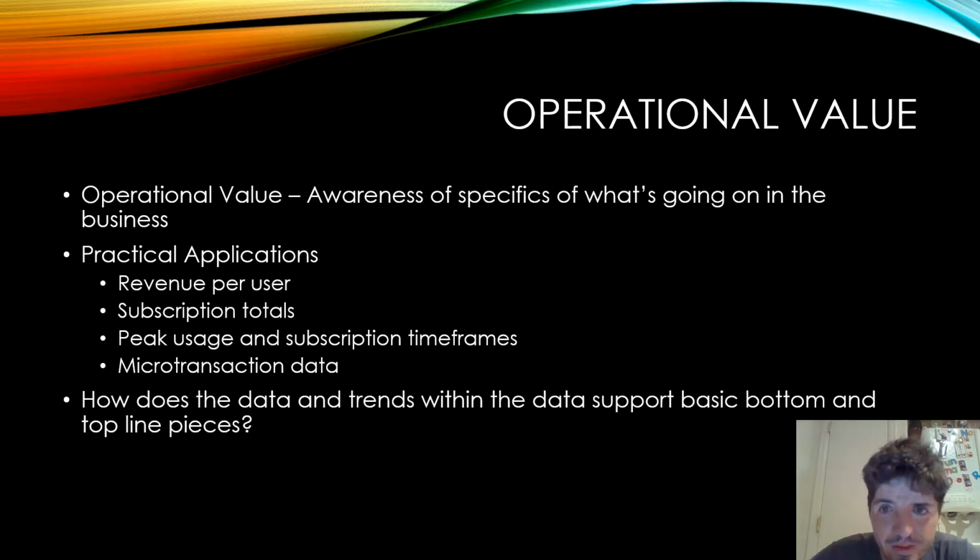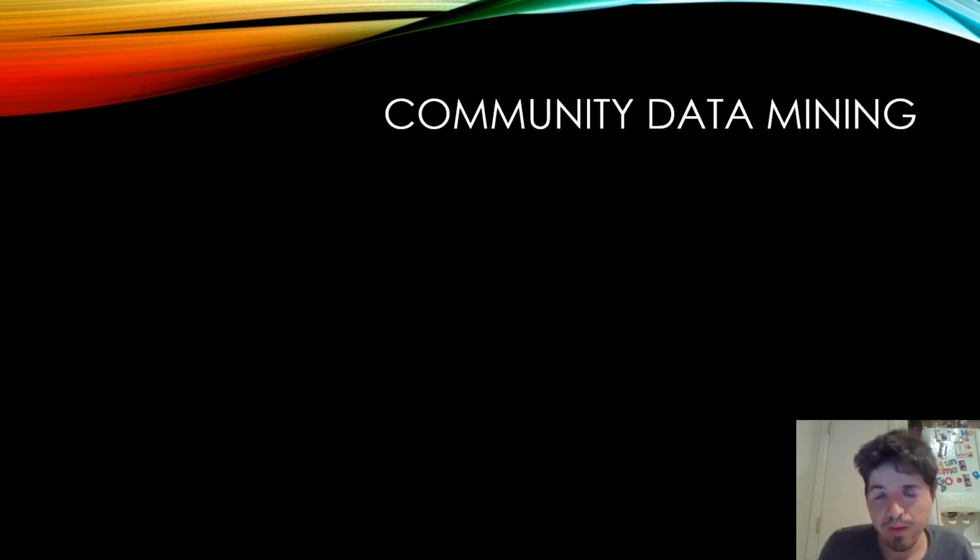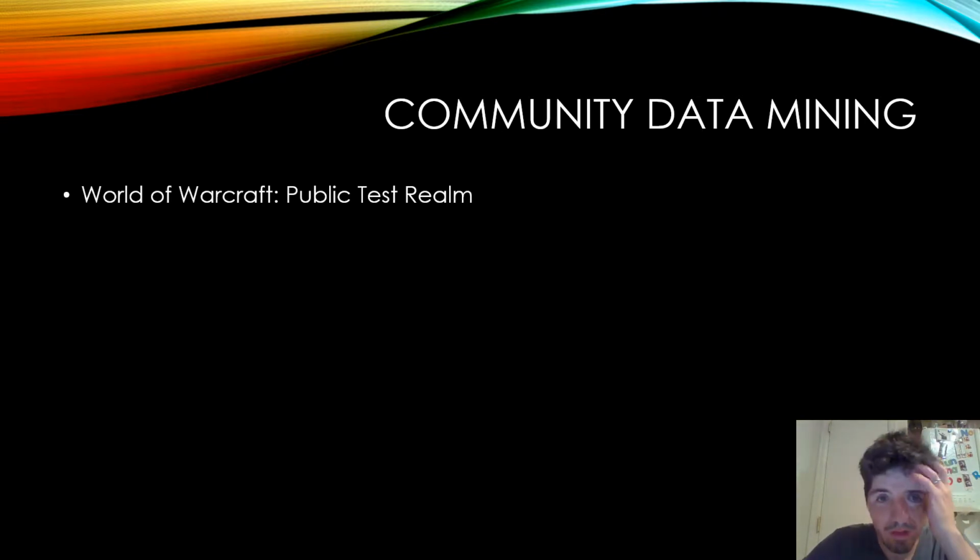So all of these pieces tie together with an operational value. It supports the basic bottom and top line information on the company. Another way that Activision Blizzard uses big data and data mining specifically within its strategic plan is community data mining. And this is specific to the World of Warcraft public test realm.